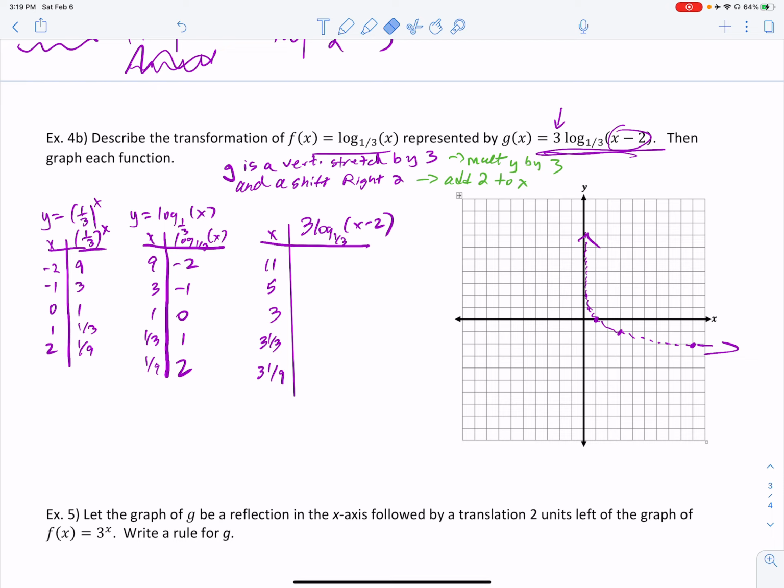oh, whoops, I added the wrong amount to that. Let me try again. Adding 2 to x. So I was doing okay. We were going to have 2 and 1/3. That doesn't look like 2 and 1/3. And then we're going to have 2 and 1/9. And then we have the vertical stretch by 3, so we're going to multiply all the y's by 3. So here are all the y's. -2 times 3 is -6. -3, 0, 3, and 6.